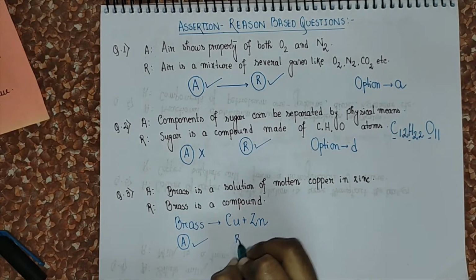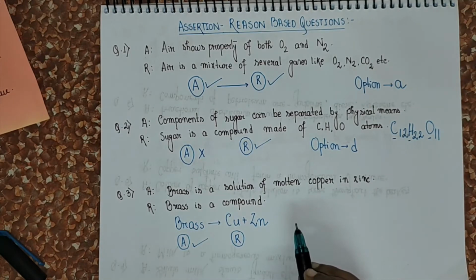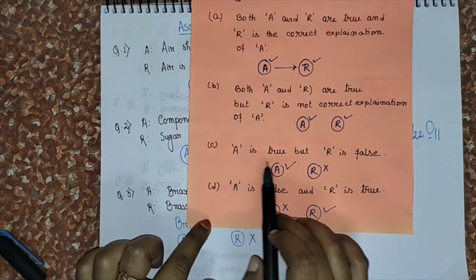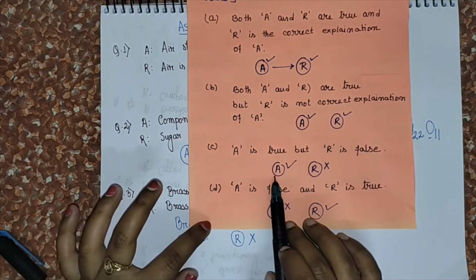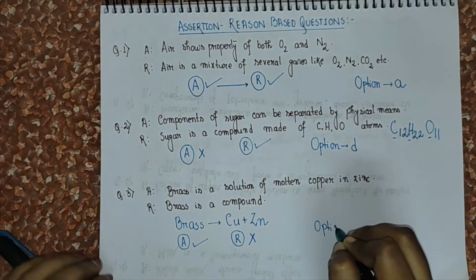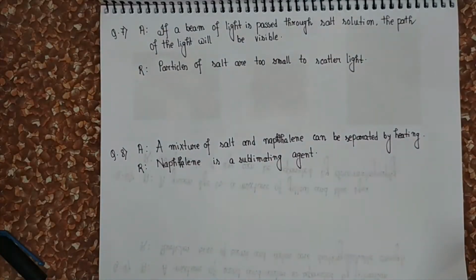And what is the reason? The reason is written: brass is a compound, but just now I have mentioned that brass is not a compound. Brass is a homogeneous mixture. This is an alloy. So the reason is incorrect here. So which option will we choose? The assertion is true, but the reason is false. So we will choose option number C. So option number C. Now move to the next question.